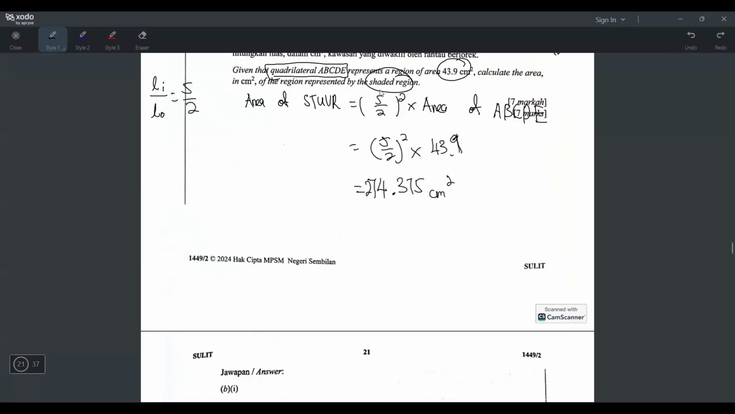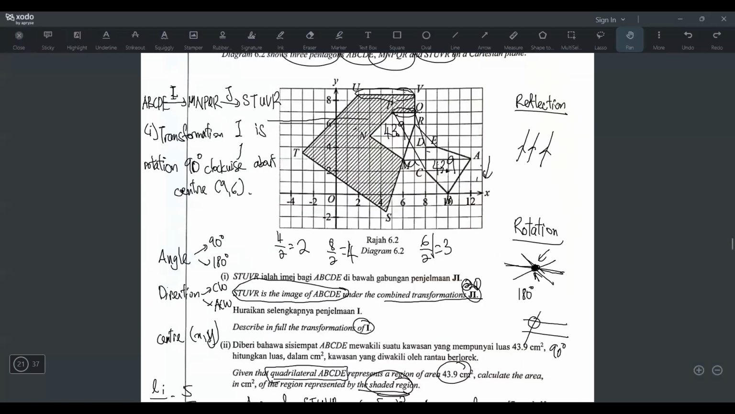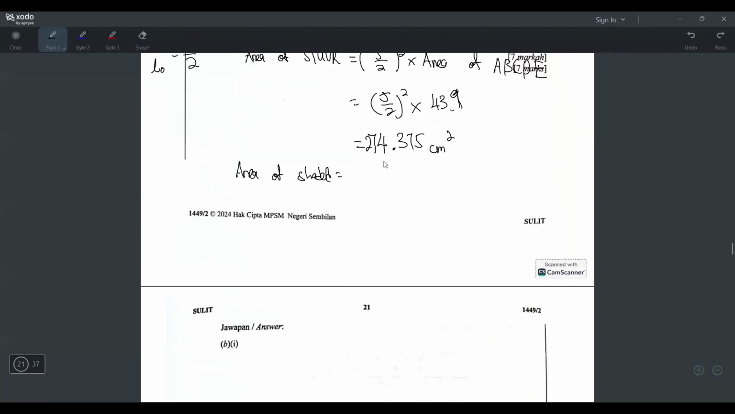But this is not the answer. They want the area of the shaded region. So this answer 274.375 is not the shaded region area. It's the whole, the big one, the whole thing, right? So to get the shaded region, I have to minus 43.9. So I have to take 274.375 minus 43.9. Then only I can get my final answer.